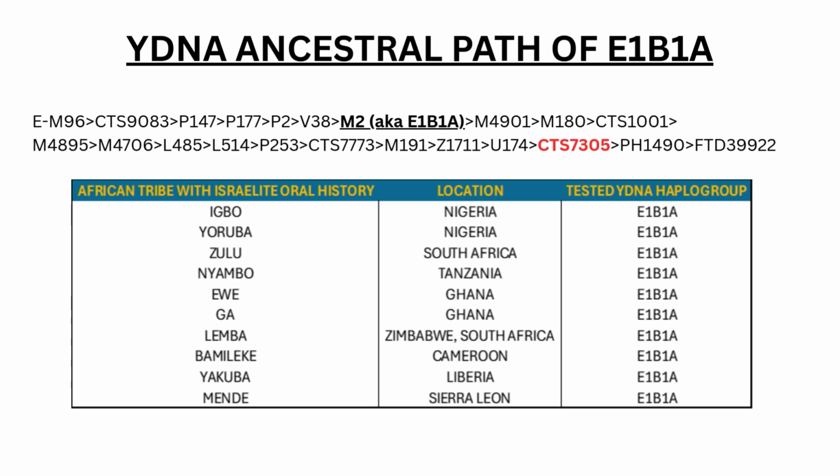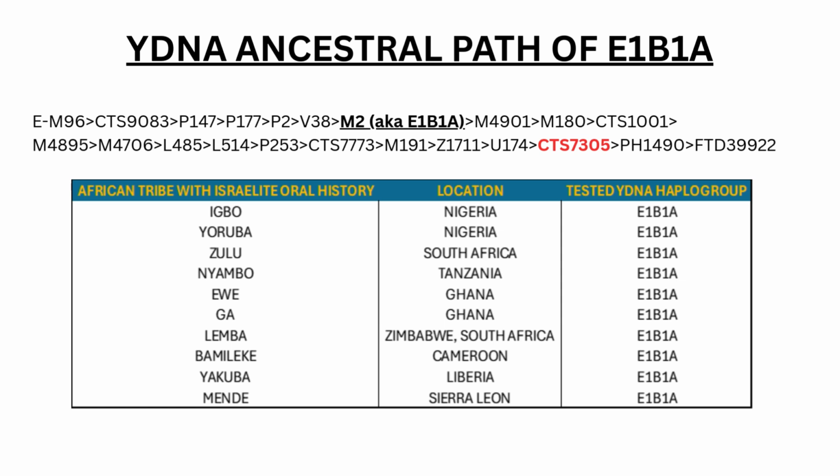On this slide here, I'm showing the ancestral path of the E1B1A haplogroup, E1B1A being a subclade of haplogroup E. Back in October of last year, I did a video proving that the genetic profile of the Israelites is the paternal haplogroup E1B1A. You can take a look at that video for more details on that.